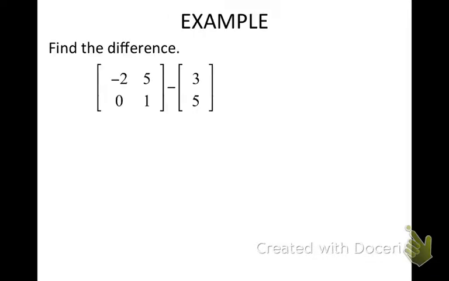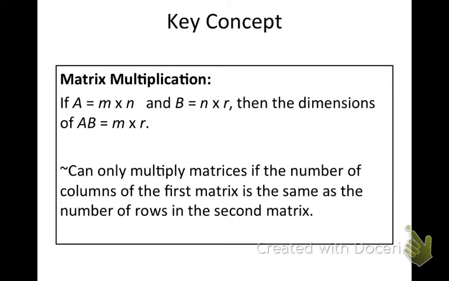Also, make sure, don't put this in your notes, just look here. The only time you can add and subtract matrices is when they have the same dimensions. Do those two matrices have the same dimensions? No. So you're not able to subtract them, because you have a 2 by 2 and a 2 by 1, which can't happen. All right, so we did scalar multiplication, so now let's do actual matrix multiplication itself.